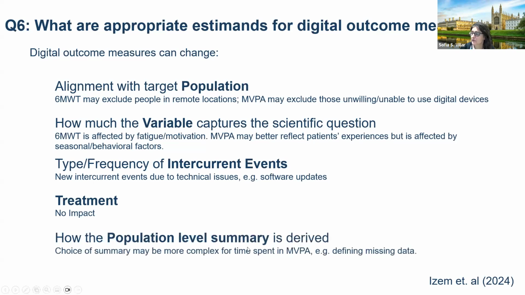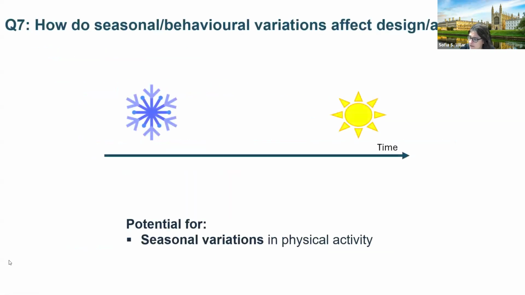But of course, the population level summary and how it's derived is much more complex when we're thinking of MVPA than when we're thinking of the 6-minute walk, and things like defining missing data suddenly become much more complex. So this was our way of saying that the estimand, when we're using a digital outcome measure, could require much more specific thinking than what we have already from our traditional outcome measures. And I think at this point, I hand over to you, Mia, again.